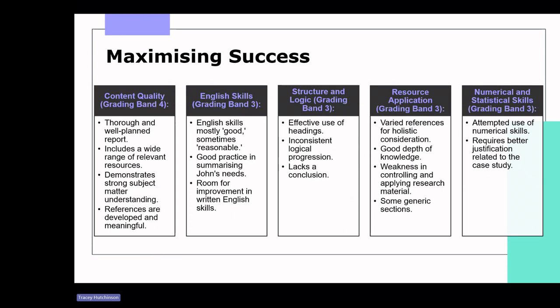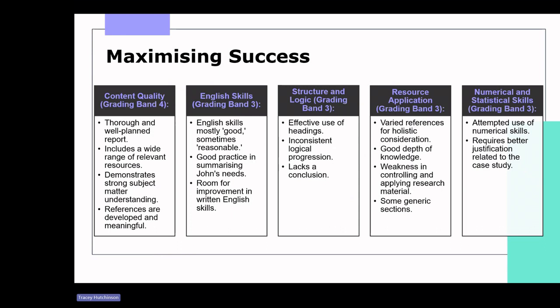References were varied and enabled a holistic consideration of John's need. The student showed a good depth of knowledge. However, there were weaknesses in controlling and applying research materials, with some generic sections. And finally, there was a grading band 3 evidenced in the numerical and statistical skills. There was an attempt to use numerical and statistical skills, but they could be justified more effectively by relating the research to the case study.